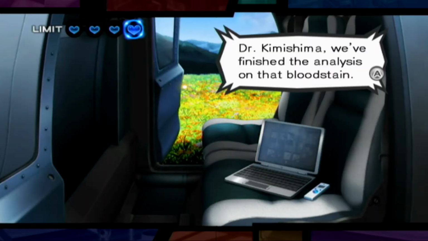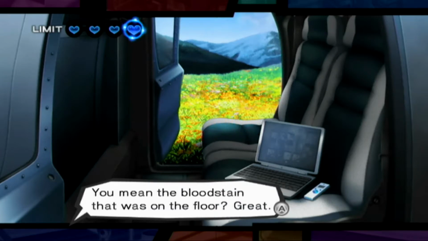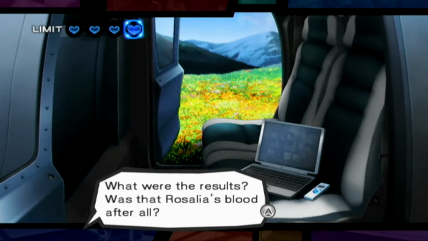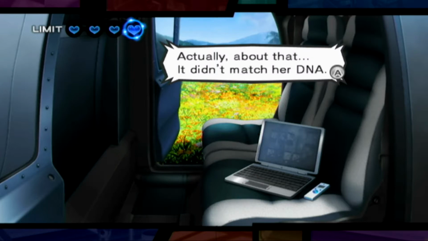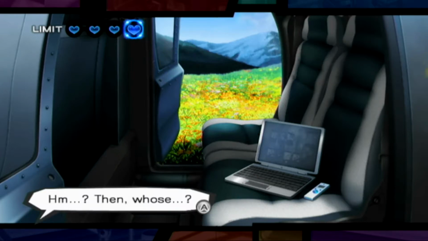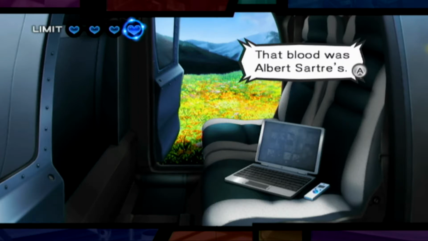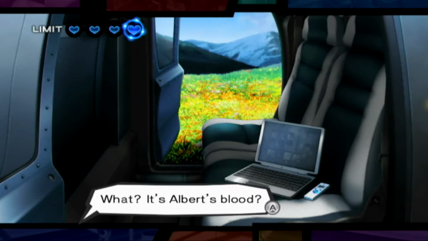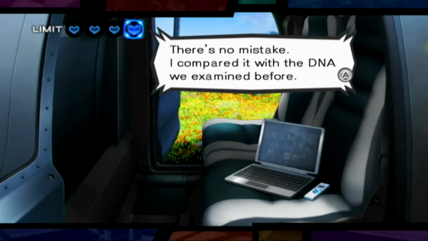Dr. Kimishima, we've finished the analysis on that bloodstain. You mean the bloodstain that was on the floor? Great. What were the results? Was that Rosalia's blood after all? Actually, about that, it didn't match her DNA. Then whose... That blood was Albert Sartre's. What? It's Albert's blood? There's no mistake. I compared it with the DNA we examined before.